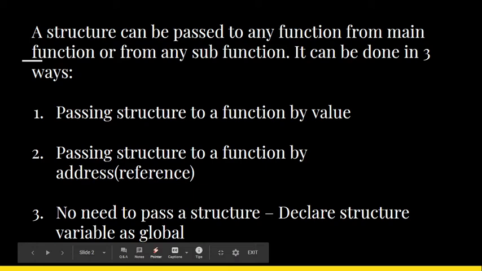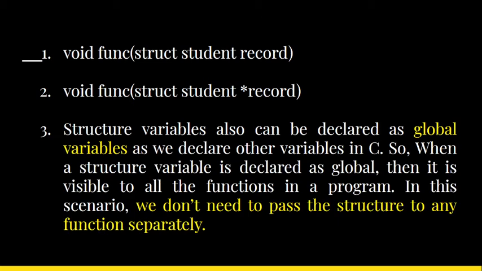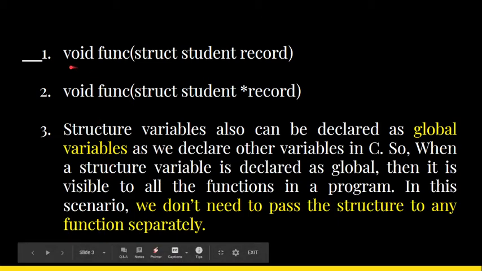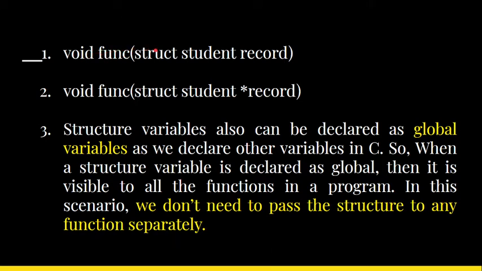Now let us see the syntax of how to do this. Here this is the first case where void func is the function name, void is the return type, and struct is the keyword to say we are passing a struct. And we also know that within the parentheses this is a parameter or an argument. So what is the argument here? Struct. So struct is the argument we are passing. This is the first case where we are passing the structure by value. Here student is the structure name and record is the instance of the student structure.